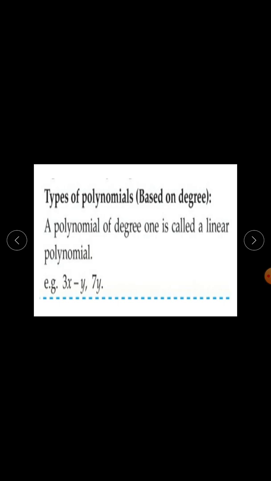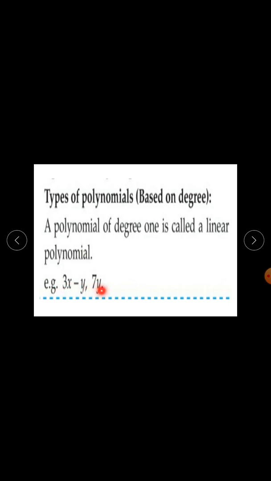Now, next is types of polynomials based on degree. First is linear polynomial. A polynomial of degree 1 is called a linear polynomial. For example, 3x minus y is a polynomial. Here for x power is 1, for y power is 1. So, degree of this polynomial is 1. That's why it is a linear polynomial.